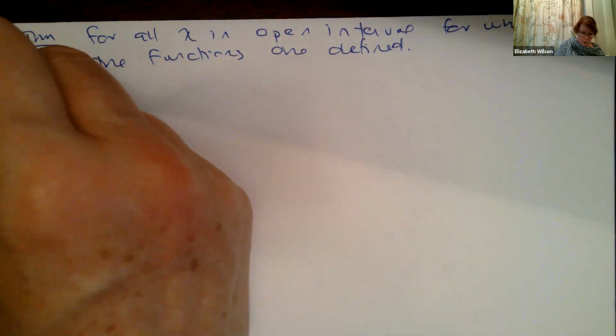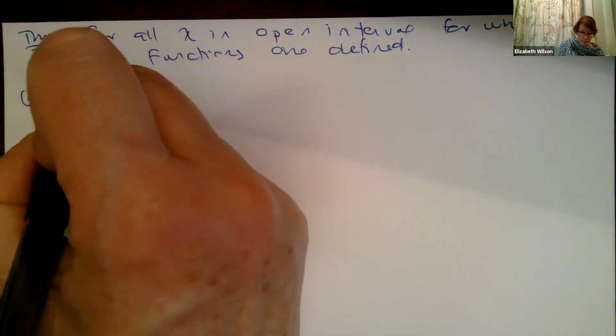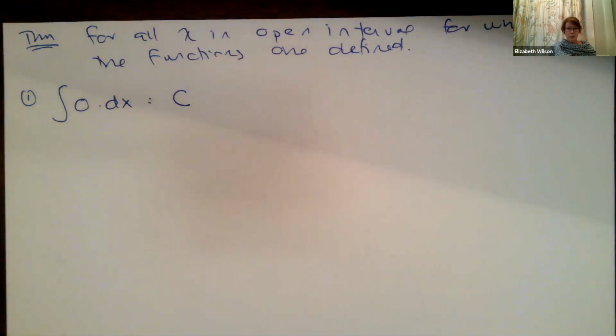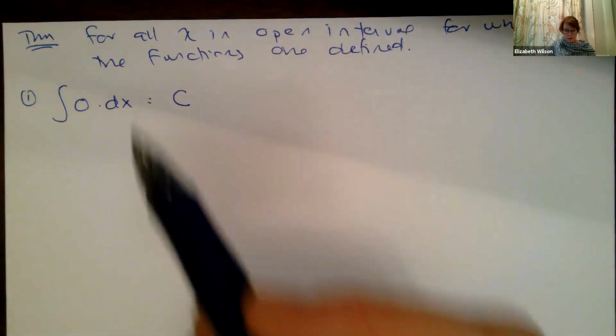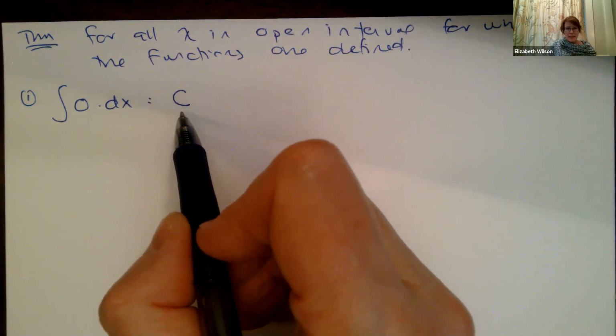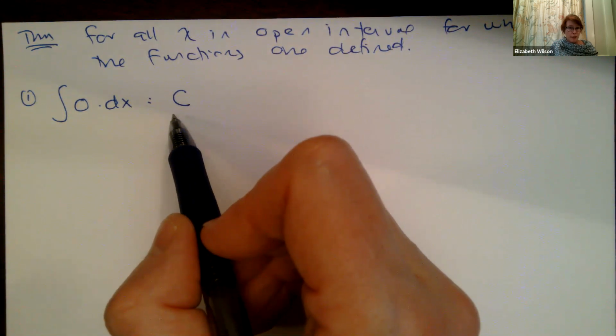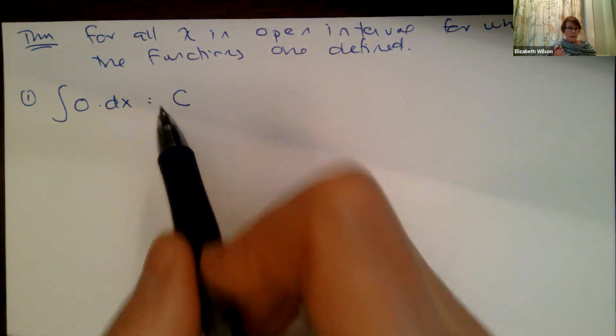All right, so our first property is if I take the integral of 0 times dx, I'm going to get c. Let's go back and think. This is my function. If I take the derivative of a constant term, if I take the derivative of 3, for example, I'm going to get 0, right?